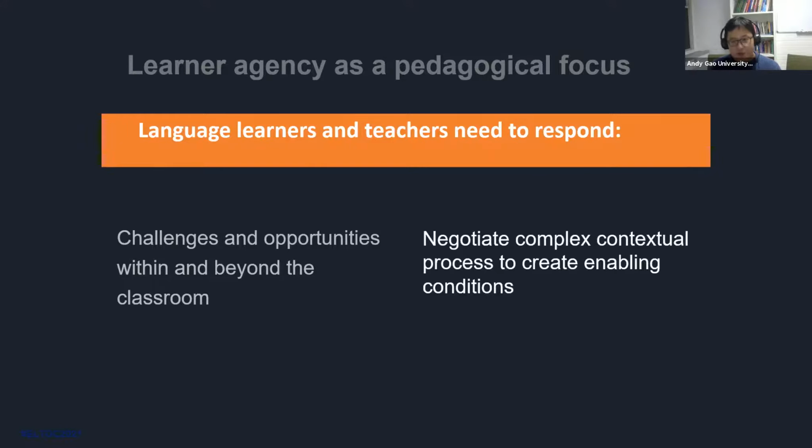And we need to somehow negotiate a complex contextual process, because we teach in increasingly complex situations, considering the impact of COVID or the sudden switch to online teaching. We need to negotiate with these complex contextual conditions, and through negotiation, we need to create enabling conditions to help students to develop their learning agency. It's very important for us to remember the agency.